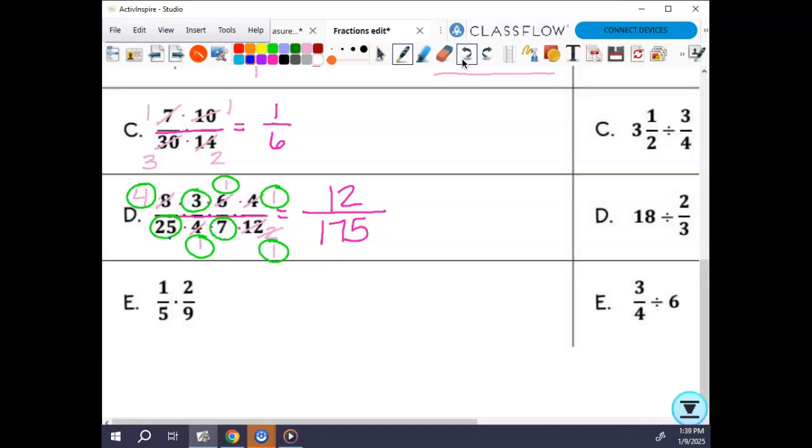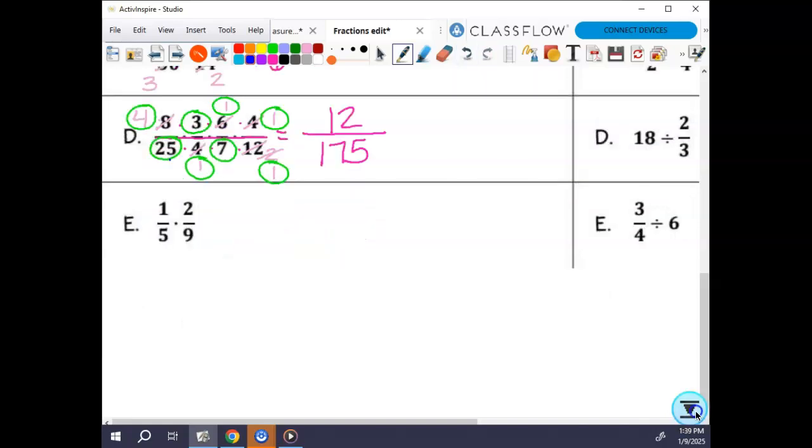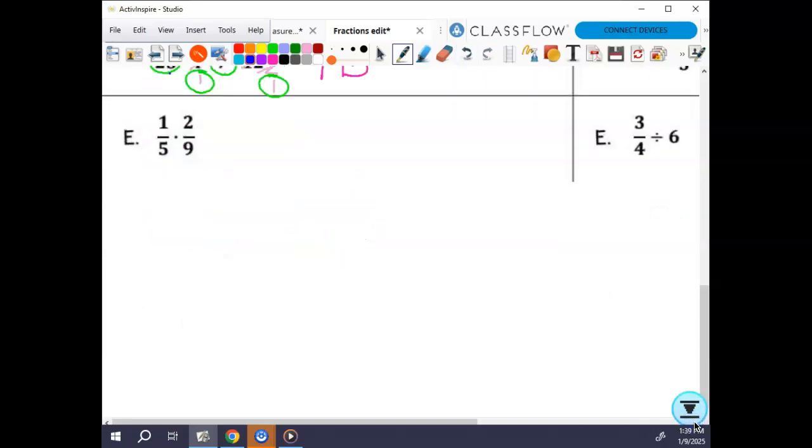Very good question. What else we got? All right. Well, I was going to tell you, go ahead and do E on your own. Can you reduce anything? No. That's a really easy one for you to do. So it's 2 over 45 and you're done.